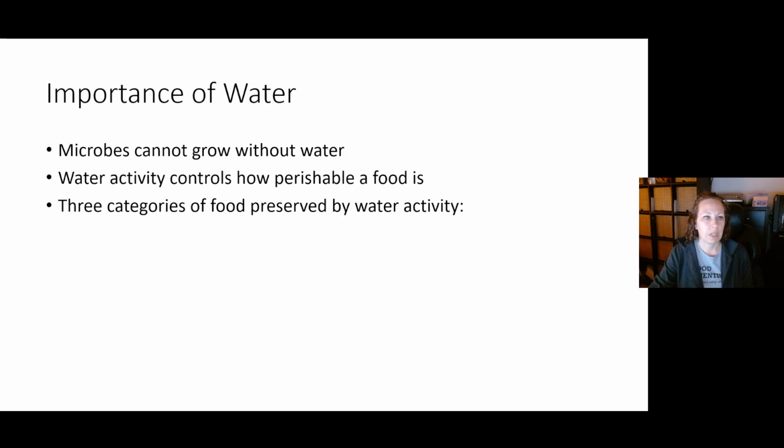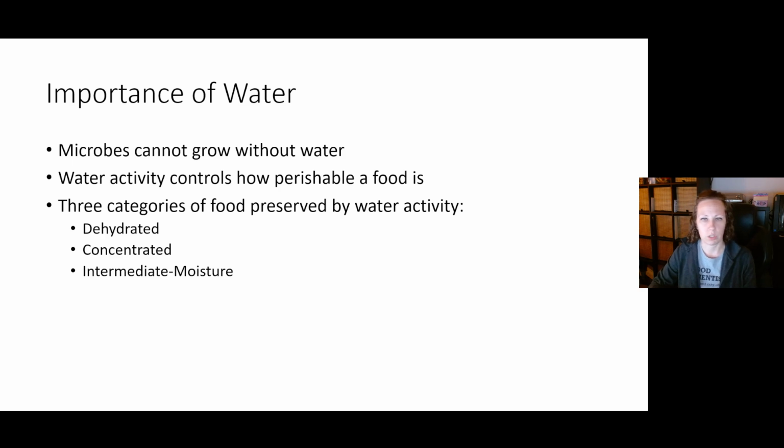So there are 3 categories of food that are preserved by water activity manipulation in some way. These are dehydrated, which is going to be our main focus for this chapter, concentrated, which we'll just touch on just a little bit, but all of the methods of concentration you aren't going to need to know. And then intermediate moisture, which we'll also just briefly touch on at the end.